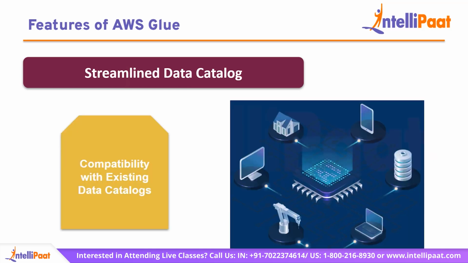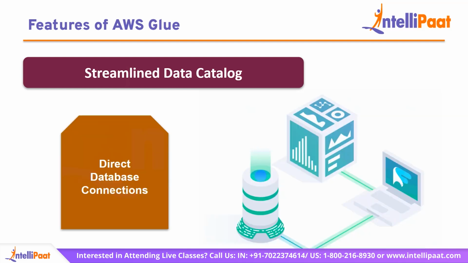The second one is compatibility with existing data catalogs. AWS Glue Data Catalog users can migrate to the streamlined data catalog without any data loss or disruption. The migration process is straightforward and well documented, ensuring a smooth transition to the streamlined catalog experience. The third one is direct database connections. The streamlined data catalog enables direct database connections, which means that Glue can now access metadata from relational databases without requiring an intermediate catalog database.